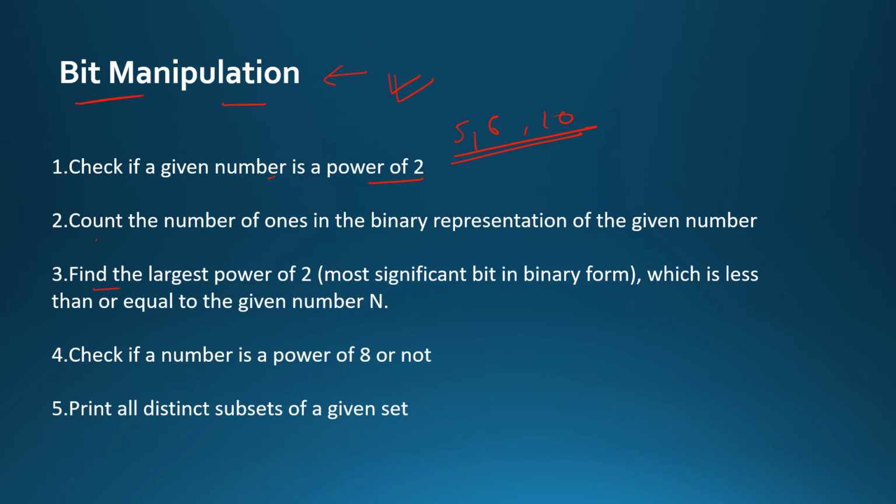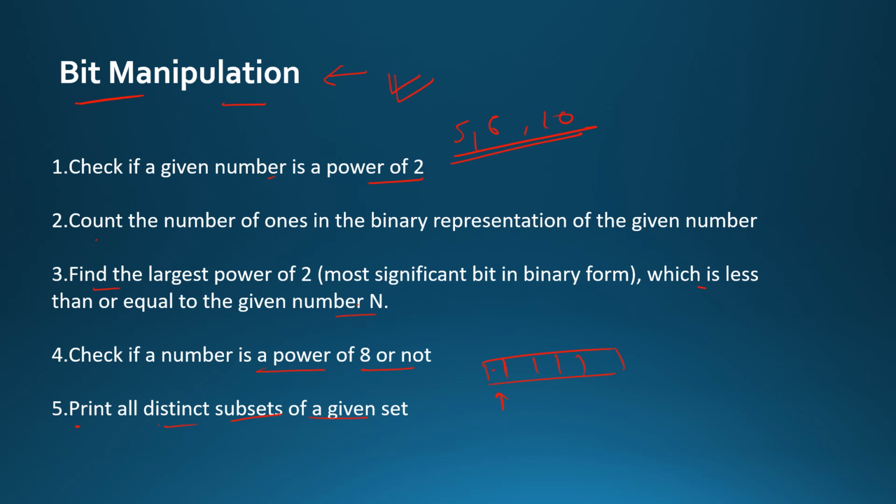Now the other example is find the largest power of 2 which is less than or equal to the given number. You are given a number, you have to find the largest power of 2 which is less than or equal to that given number. We have to just find the nearest number which is a power of 2. Another example, checking if a number is a power of 8 or not, we can definitely check this. Another is print all distinct subsets of a given set. So using bit manipulation, you are given a set like this. You have to find subsets, right?